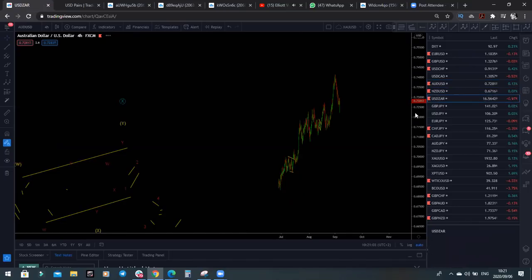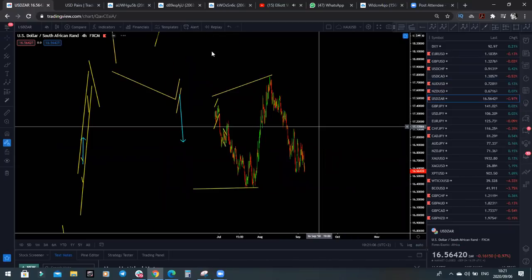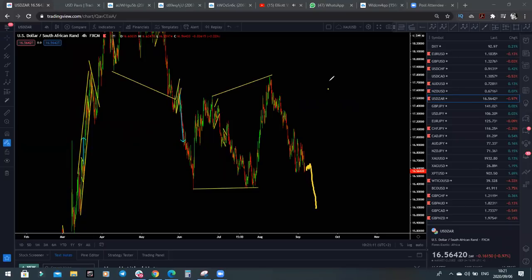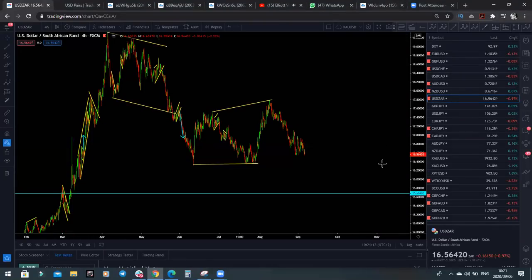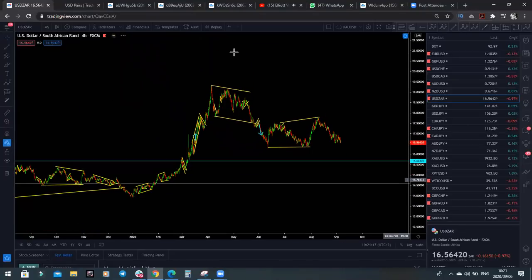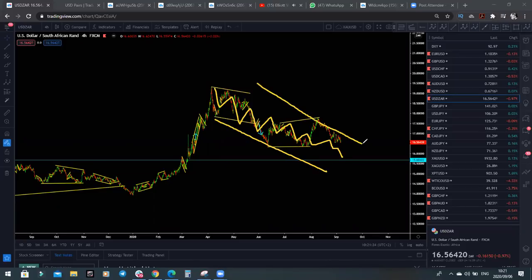So US dollar ZAR is going to continue lower. Let's wait to see this one, how it's going to behave after breaking the low here. Let's just show here the bigger structure on US dollar ZAR. So US dollar ZAR, we're looking at this structure here. We'll be looking for this one to break out of that structure.